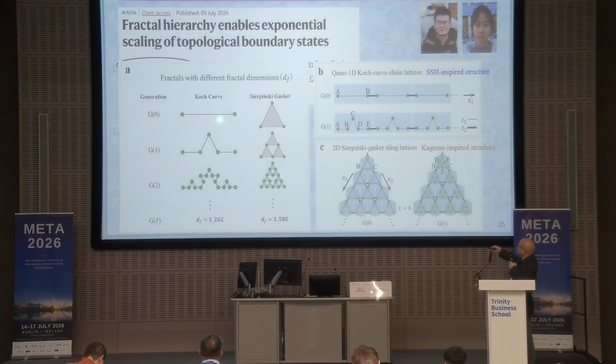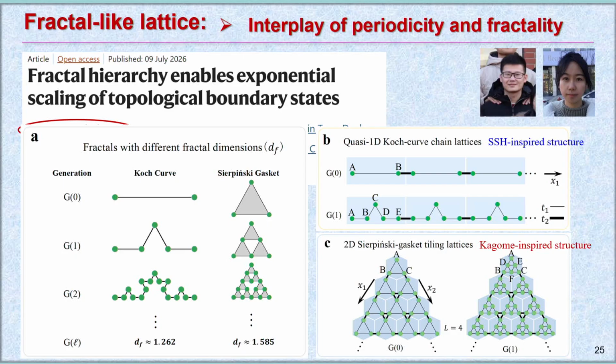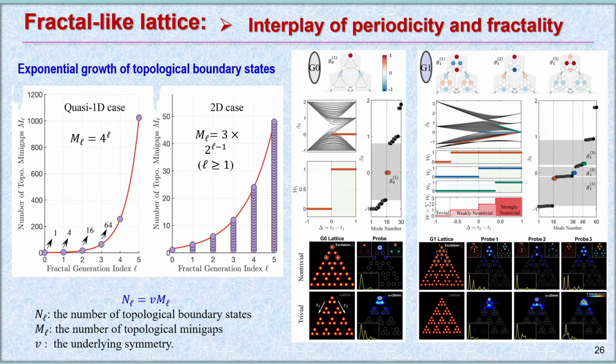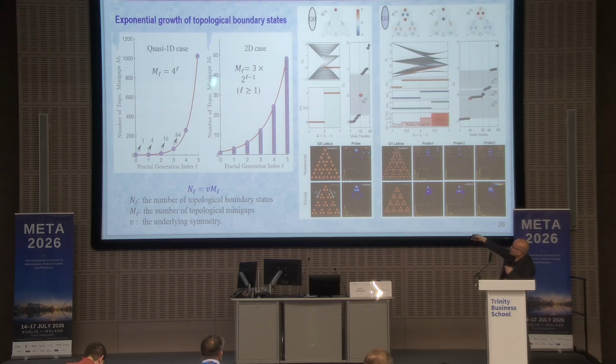Yeah, so there you can see the one-dimensional case is the Koch curve. The two-dimensional case is the Sierpinski gasket, which forms such a structure. So that's what you can see here. The topological mini gap goes exponentially in both the 1D and 2D cases. And the number of states here is linearly proportional to the topological gap, so it also goes exponentially. And here is the experimental demonstration. That's the theory, which due to time I will not be able to explain.